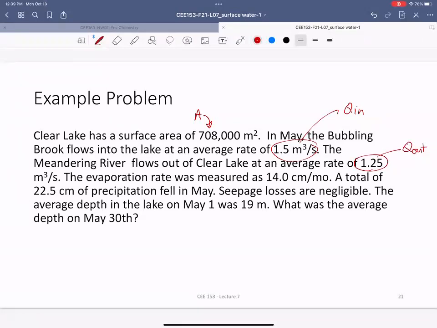The evaporation rate was measured as 14 centimeters per month. So this is the evaporation rate, that's E. If you see the dimension, it says centimeter per month. Okay, so length over time. It doesn't say the volume. That means to change to volume, you have to multiply by the area, because evaporation happens throughout the entire area.